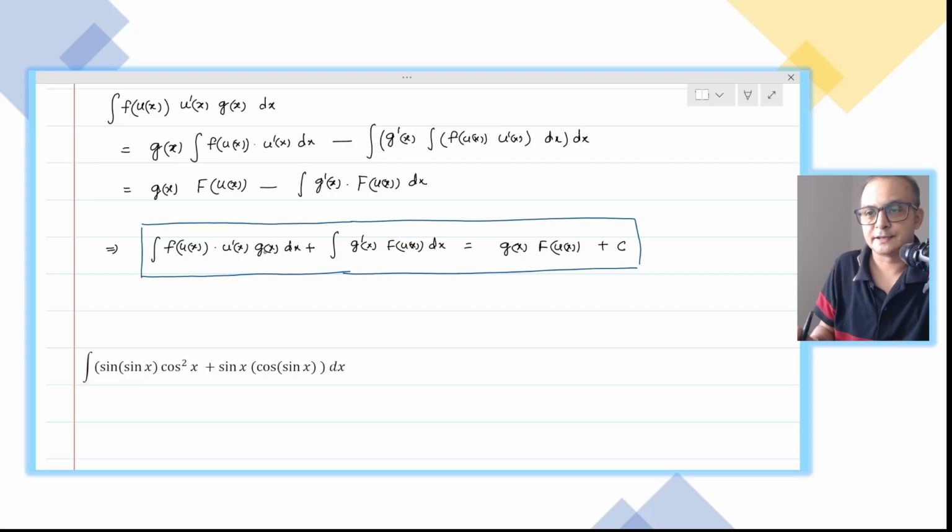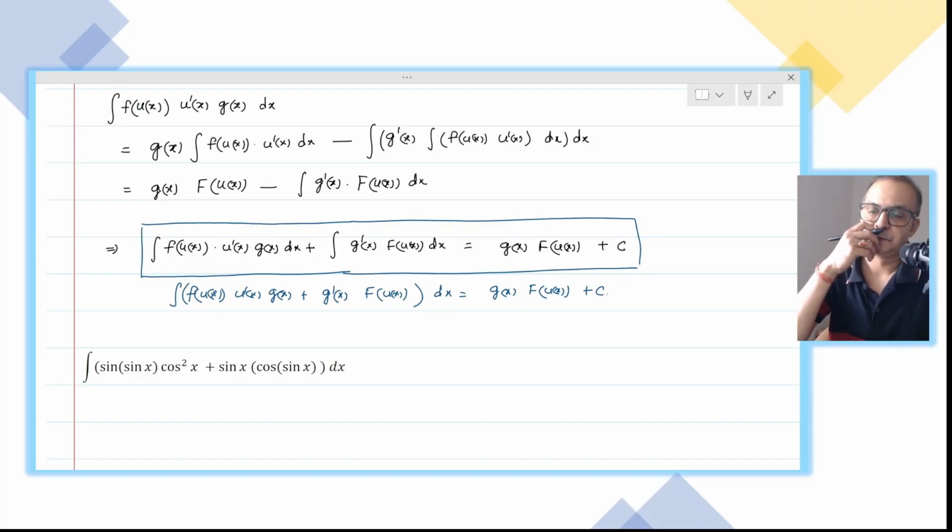I suggest that you try to separate it into two integrations. It will be useful in calculation. If you want to combine this integration, you can also do it. Means you can write it like this: f(u(x)) u'(x) g(x) plus g'(x) F(u(x)), and this whole integration will give you g(x) F(u(x)) plus c. So this is the result. Now let's apply this in this very warm-up example.